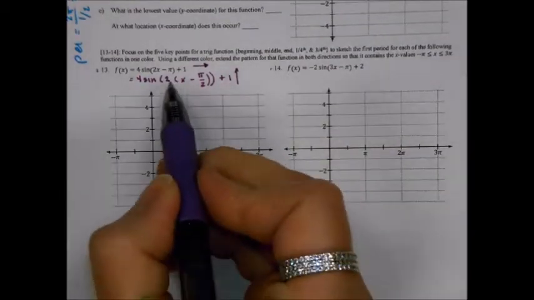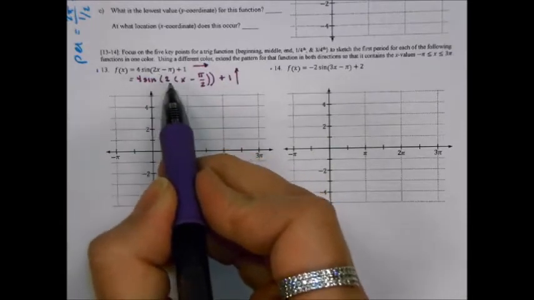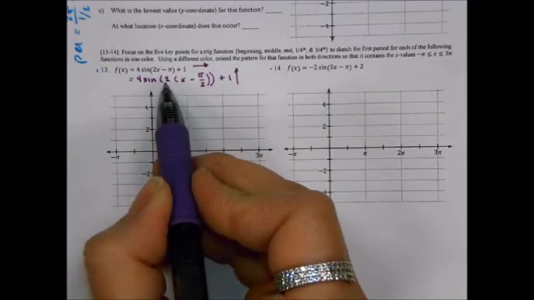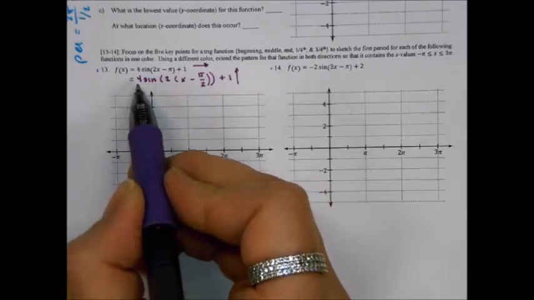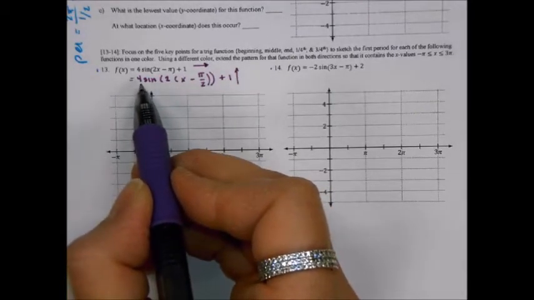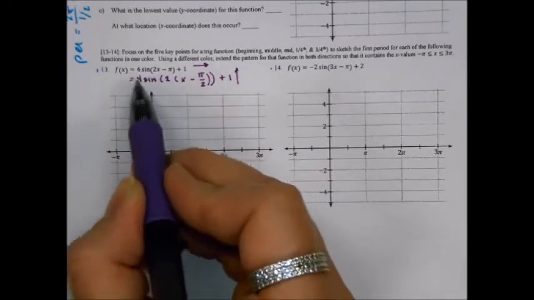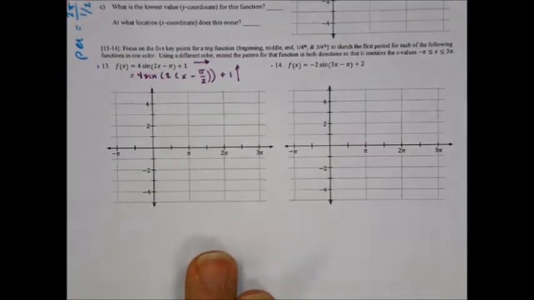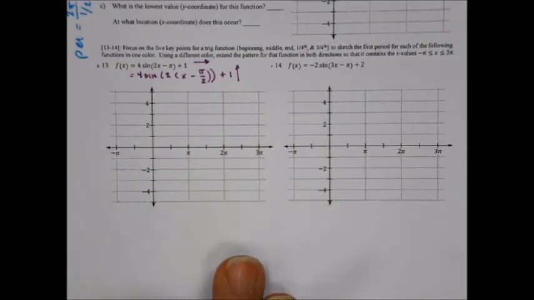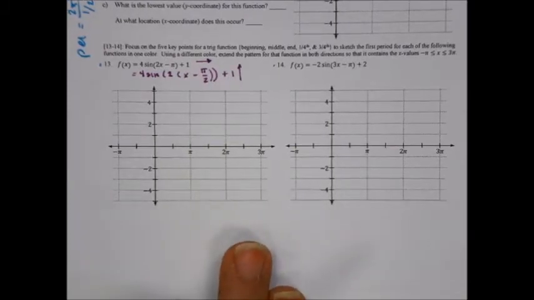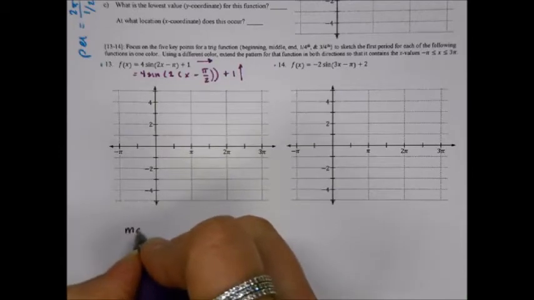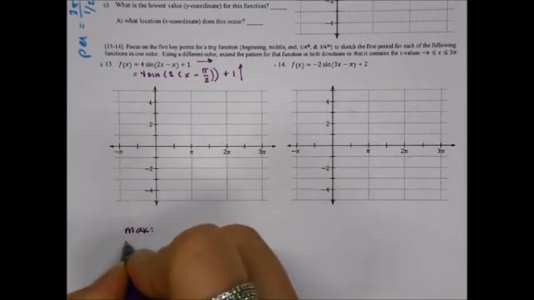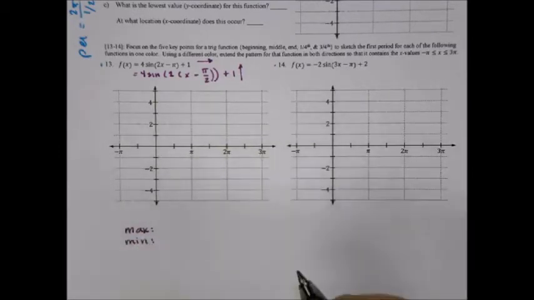2 is still the b value, whether it's in the parentheses or factored out, okay? And that's going to affect the period length. 4 is going to affect the amplitude. So 4 is our amplitude. And one thing you can actually do here before you get started is figure out what the max and min will be. This can be helpful for a lot of people who are struggling with finding how high and how low to go and remembering how to find those values.